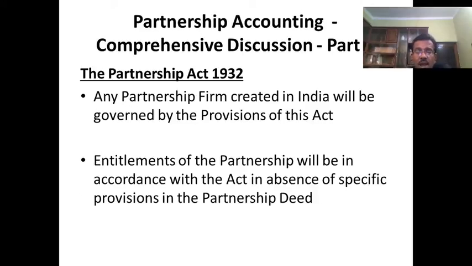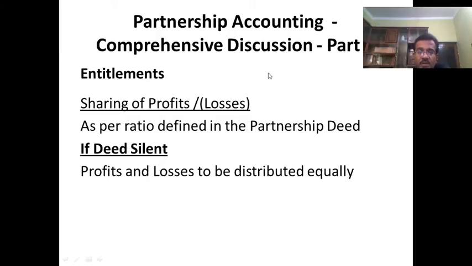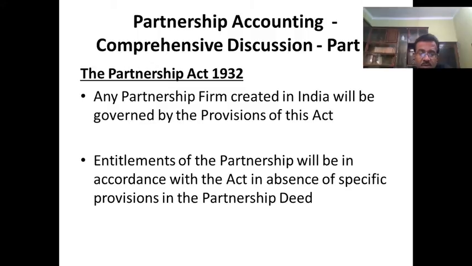The Partnership Act 1932. Any partnership firm created in India will be governed by the provisions of this Act. It's a very old act, but it is still very much applicable. How many years now? 68 plus 19, so 87 years this Partnership Act has been going on. But it's still there, and therefore we have to abide by the provisions of this Act.